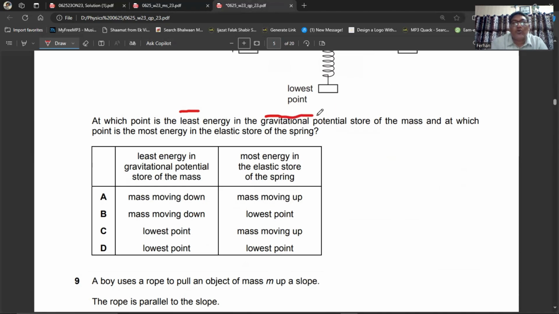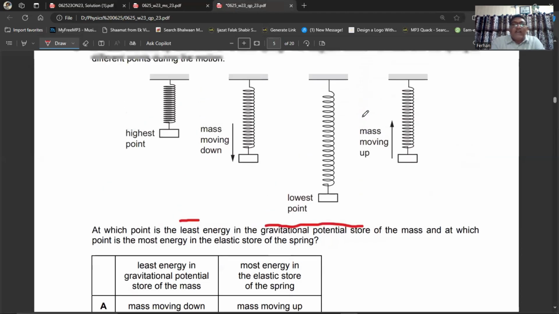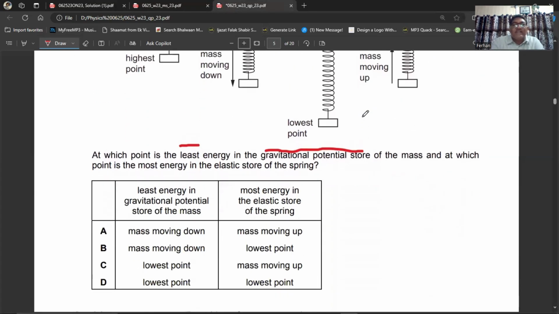Then the question is, at which point is the least energy, the word is least, minimum, energy in the gravitational potential stored? And the least gravitational potential energy will be where the body is at its lowest point. So if you look here, when the body is at its lowest point. And at which point is the most energy in the elastic store of the spring, the elastic potential energy? Where is the elastic energy maximum?